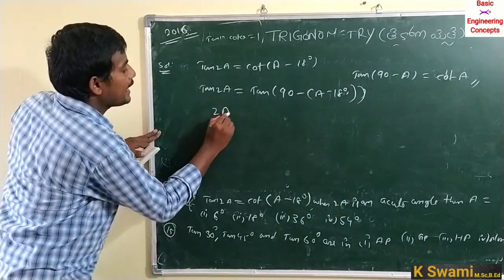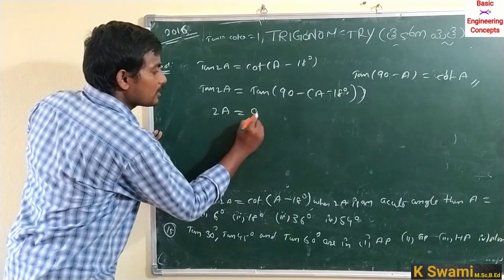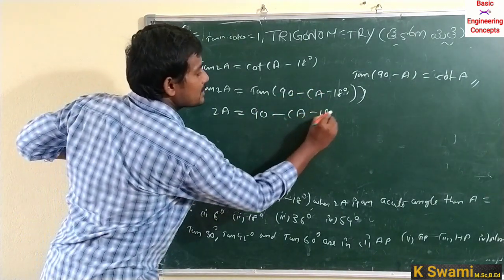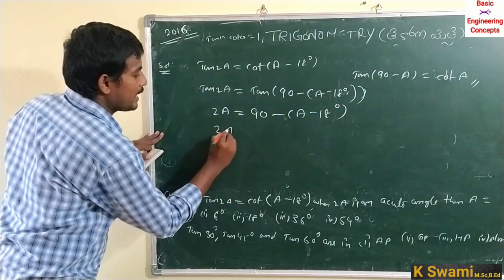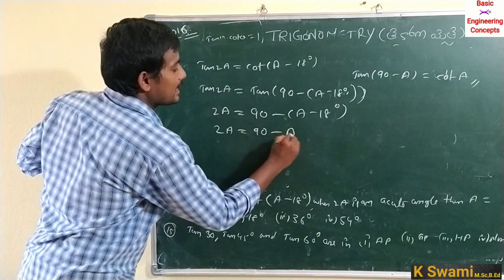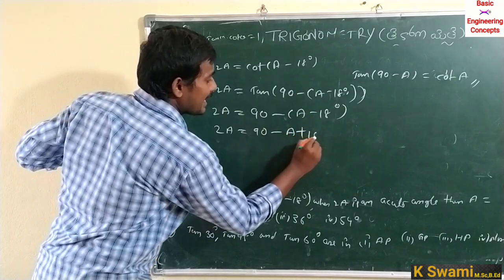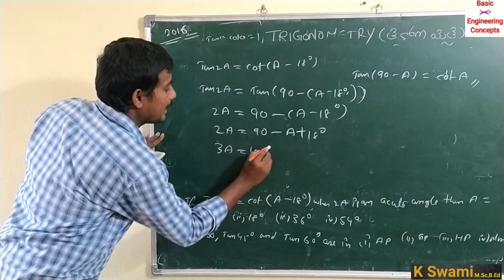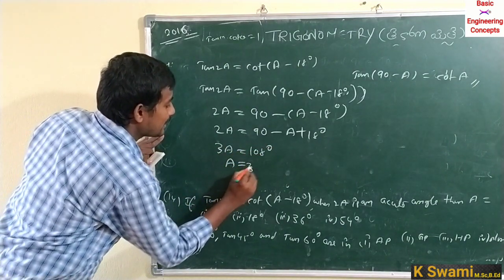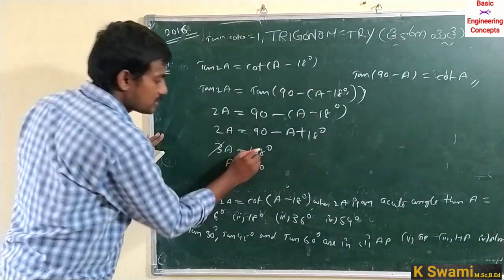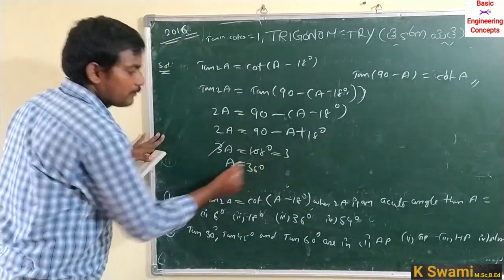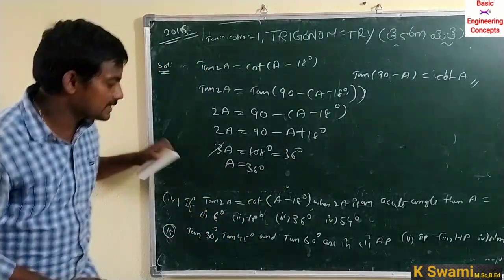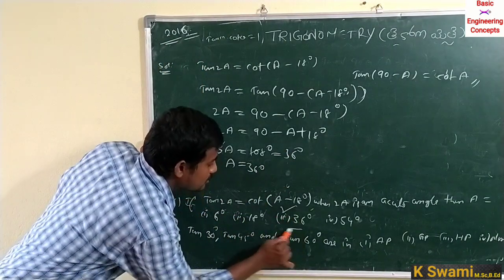2a and 90 minus a minus 18 degrees, both are acute angles. So 2a is equal to 90 minus of a minus 18 degrees. So 2a is equal to 90 minus a plus 18 degrees. So 3a is equal to 108 degrees. A is equal to 36 degrees, because 3 3s are 9, remaining 1, so 3 6s are 18. So A is equal to 36 degrees. The correct option is third.